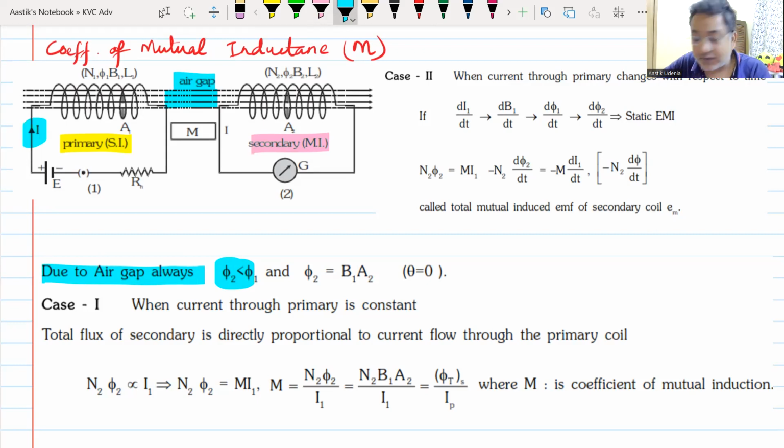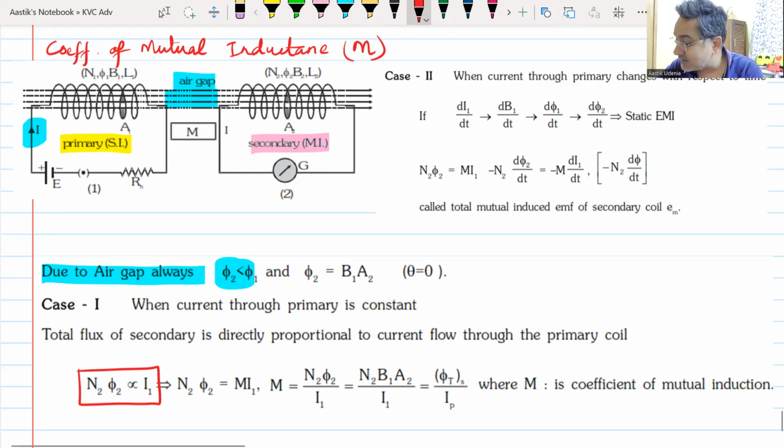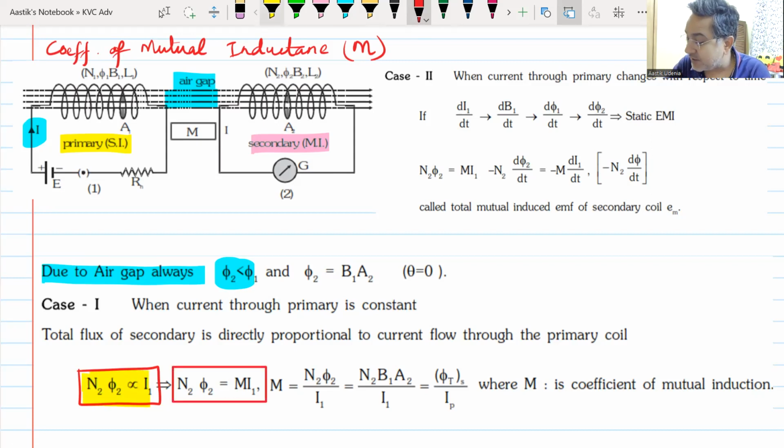Now, if I flow a current I1 or I in the first coil, flux will be linked in the second coil. Yes or no? Yes. The total flux linked in the secondary coil will be proportional to the current in the primary coil. Or I can say N2 Phi2 will be equal to M into I1, where this M is known as the coefficient of mutual inductance. Do we understand this? Yes, sir. So I can write this mutual inductance as M = N2 Phi2 divided by I1. Do we understand this? Yes, sir.